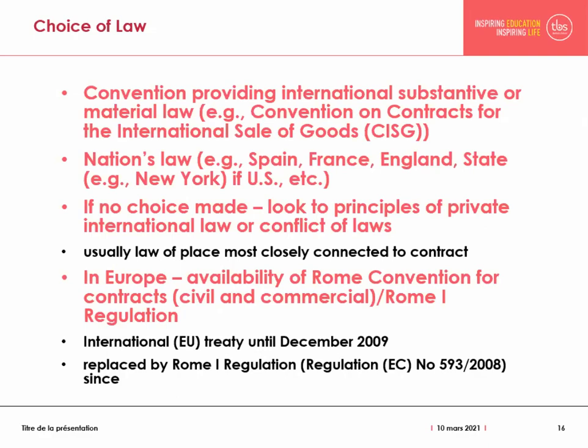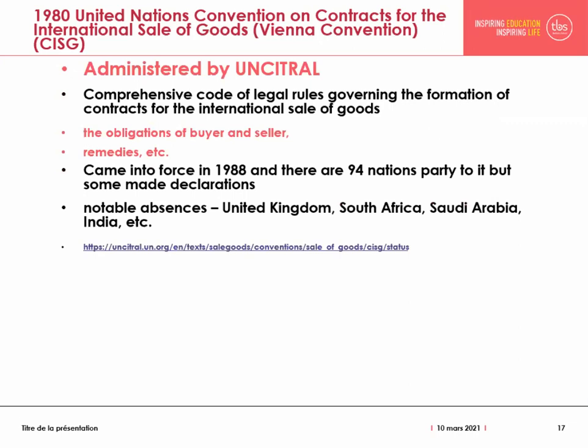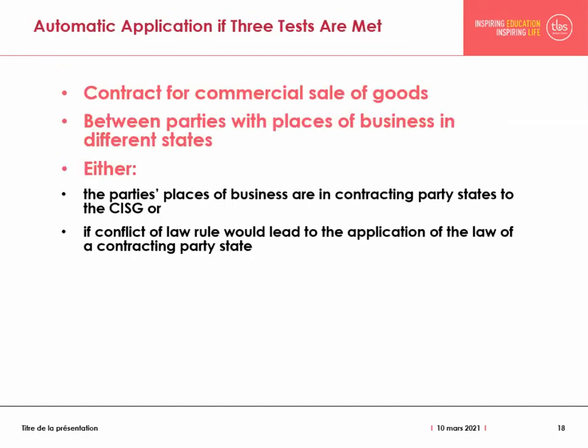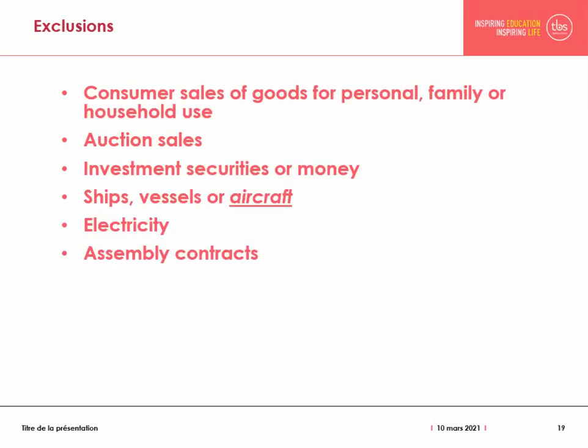we're, I think, almost up to our activity. So the Vienna Convention is one choice of law that you can have. It's widely adopted, 94 nations. It applies automatically if you meet three tests, that is between parties with places of business in different states, and either the parties' places of business are in contracting party states, or a conflict of law rule would lead to application of the laws of a contracting state. When I say contracting state, I mean a member to the Vienna Convention.